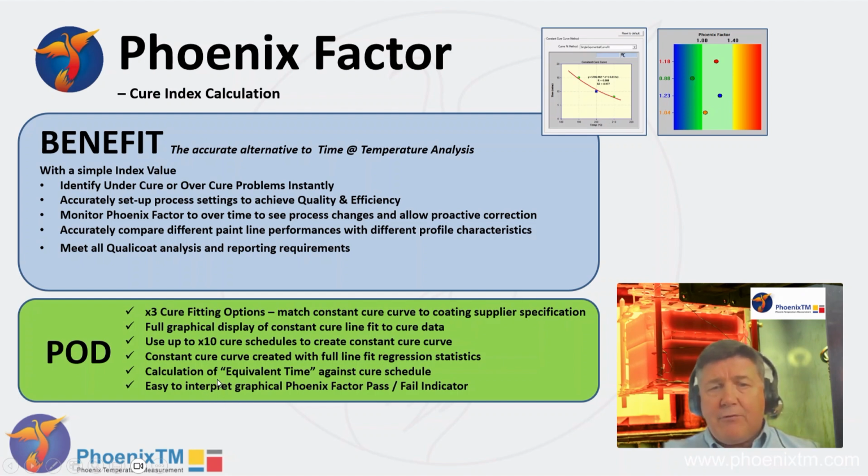And the software will not only give you the Phoenix factor, but it will also tell you the equivalent time at the midpoint cure schedule that's being used. So you've got the direct time at temperature information if that is helpful in your optimization strategies. And last but not least, the Phoenix factor is easy to interpret using both numerical and the graphical pass-fail indicator tool.